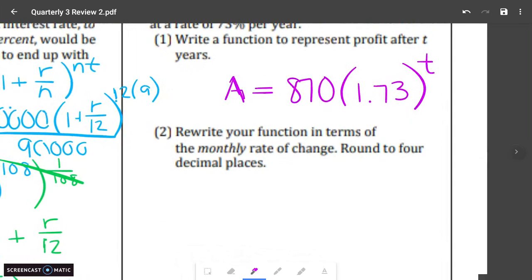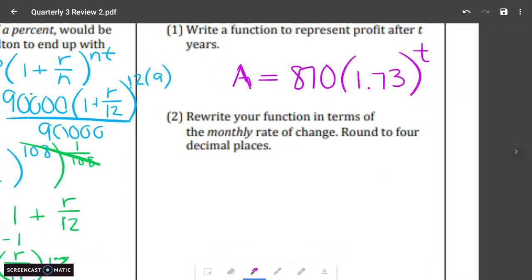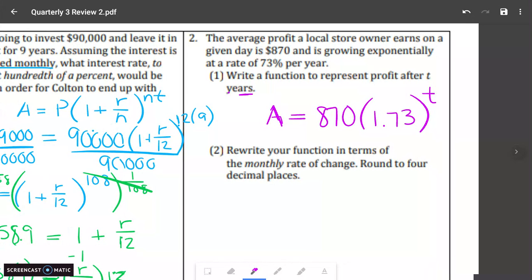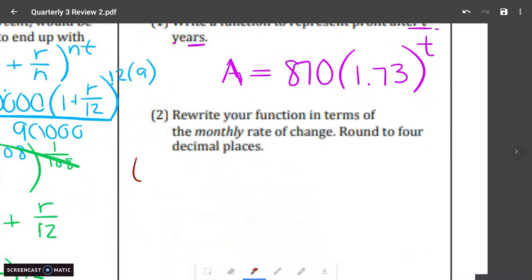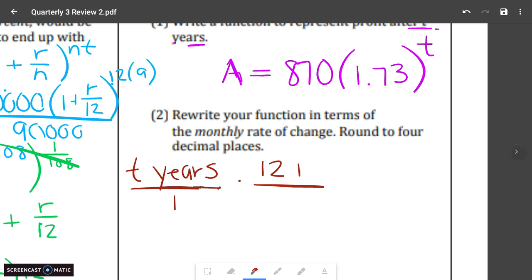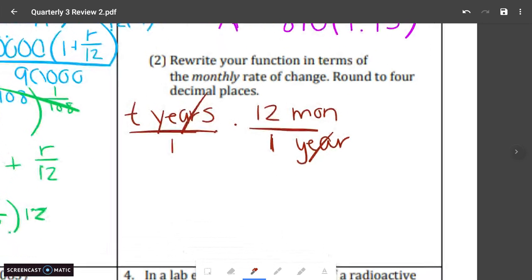Now we want to rewrite this function in terms of monthly rate. So remember, it was T years. We want to be in months. So what I'm going to do first is just on the side, if it's in years now, we want to be in months. So we're thinking 12 months on the top over 1 year, because that's what's equivalent to each other. The reason I set this up like this is so that the years cancel, and that means my new exponent should be 12t.